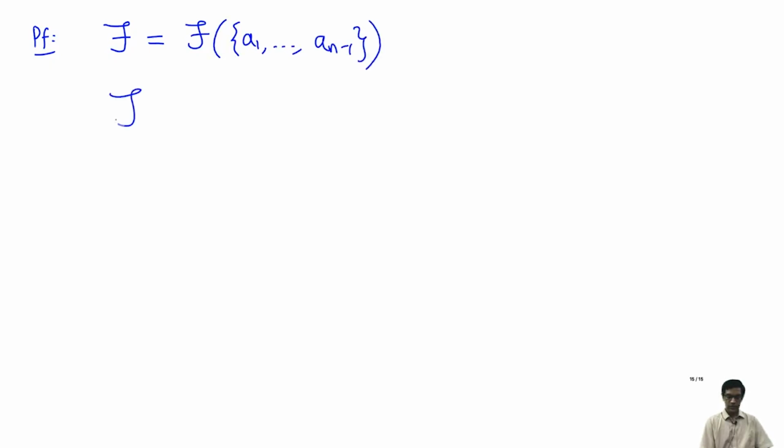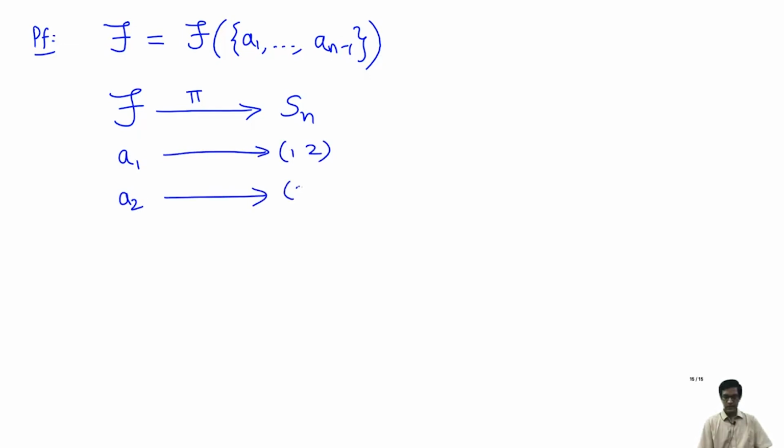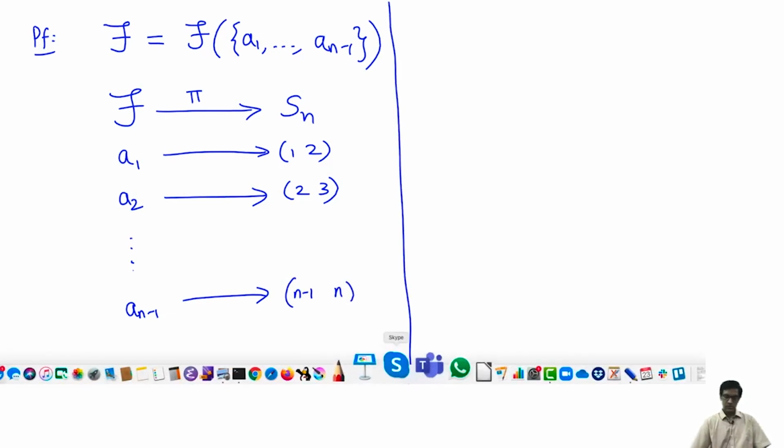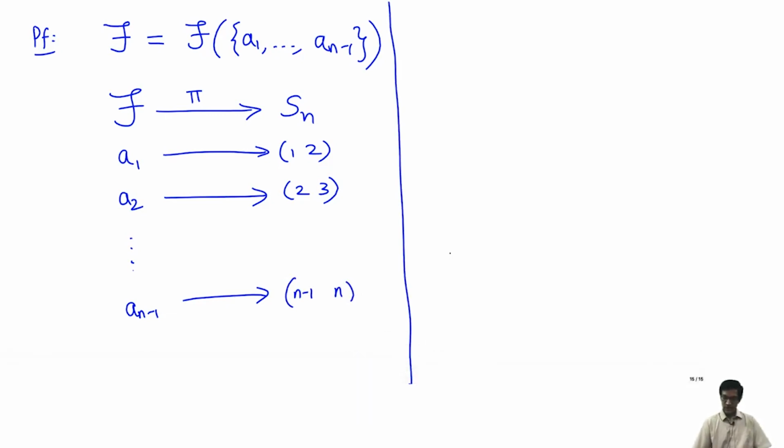From the free group, we can define a homomorphism to Sn as follows. This is a homomorphism pi, like in the case of S3: A1 maps to (1 2), A2 maps to (2 3), and so on, till A(n-1) maps to the transposition (n-1 n). As before, this defines a homomorphism by the universal property of free groups. It's enough to specify it on these elements A1, A2, ..., A(n-1).